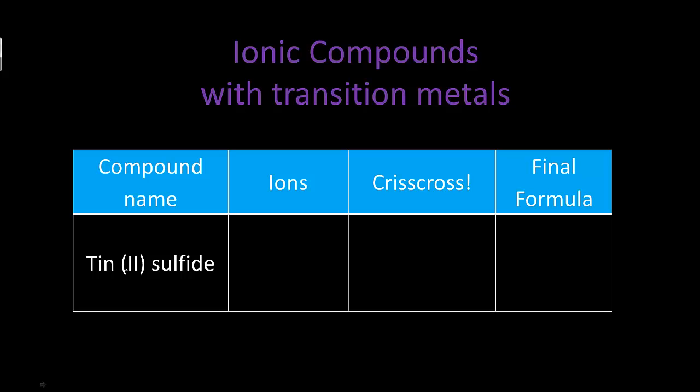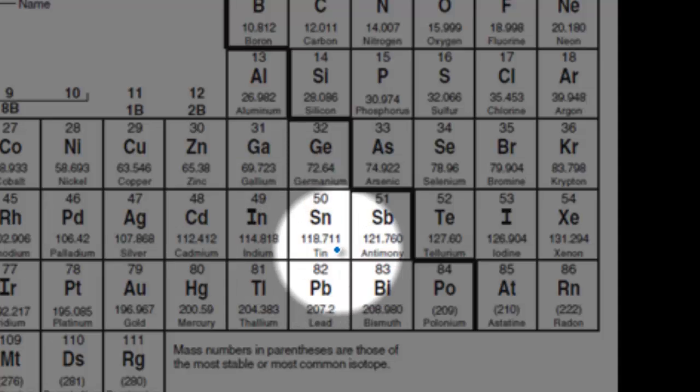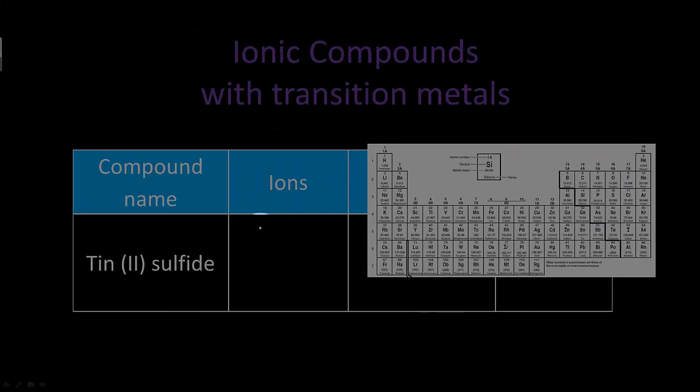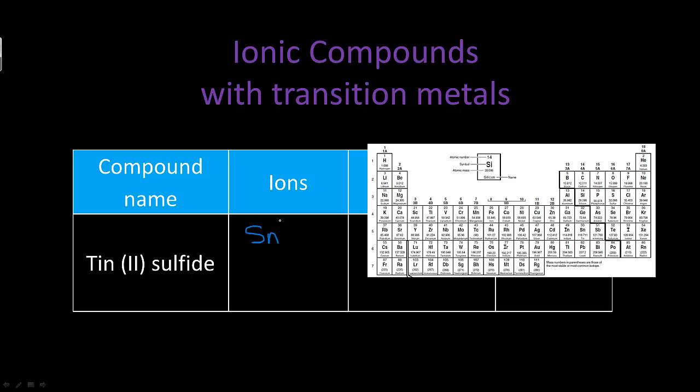Last example here is tin(II) sulfide. Tin is right here, it's Sn. This tin has an oxidation number of 2. Metals always lose electrons, so it's going to become positive. So the oxidation number is +2.